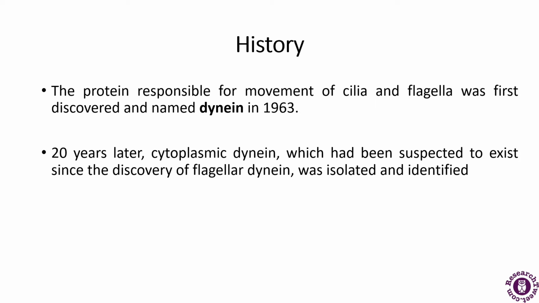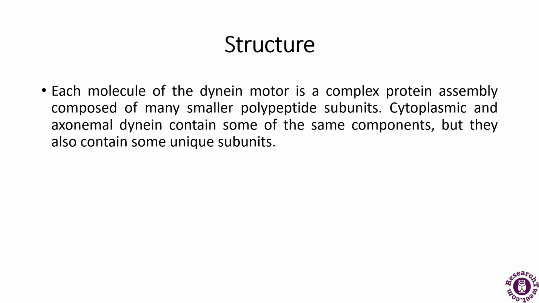Now, what is the history of this dynein protein? So the protein which is responsible for the movement of cilia and flagella was discovered, and it was named dynein in 1963. Twenty years later, a cytoplasmic dynein, which had been suspected to exist since the discovery of flagellar dynein, was isolated and identified.